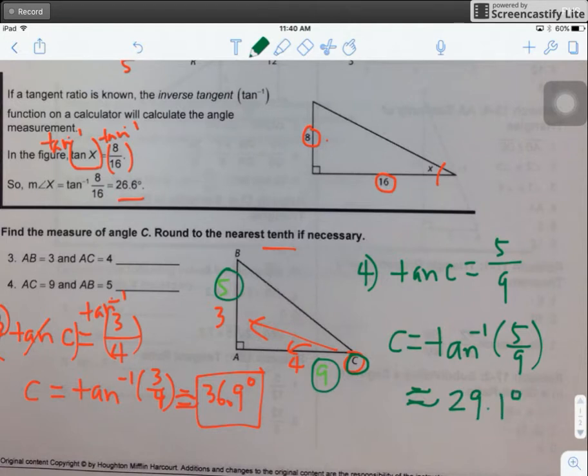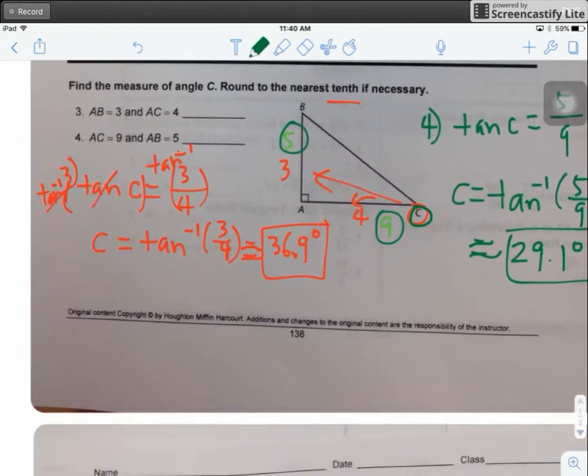29.1 degrees. And coincidentally or not, it actually works out that if you add these two, actually, never mind, because these are different numbers. So we're moving on to the next worksheet. This is the end of worksheet 18.1.